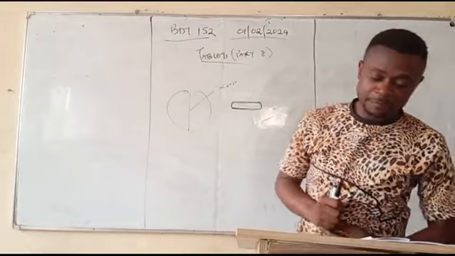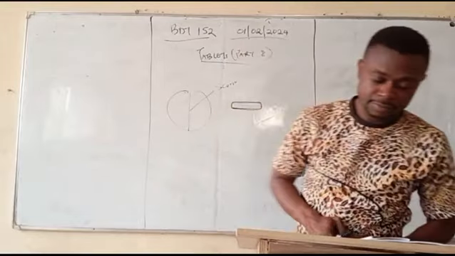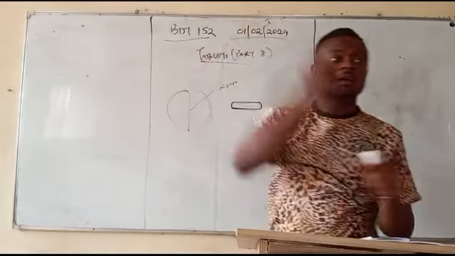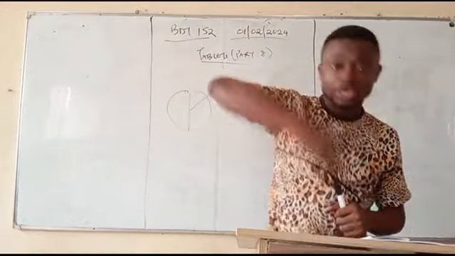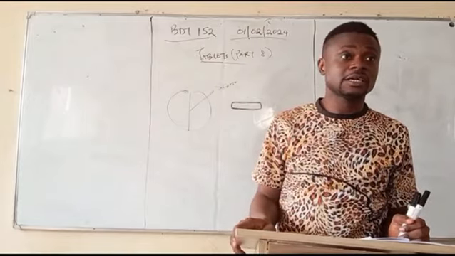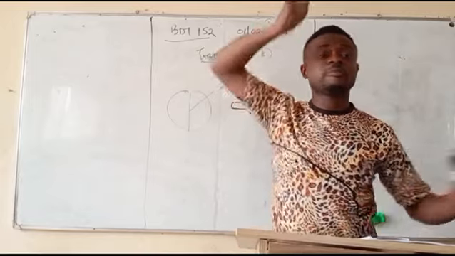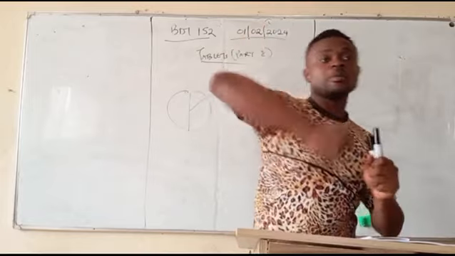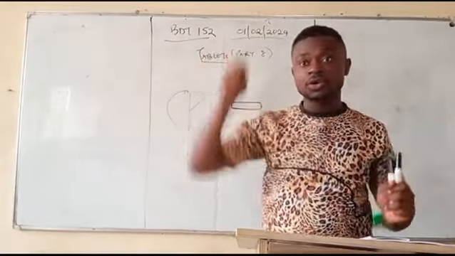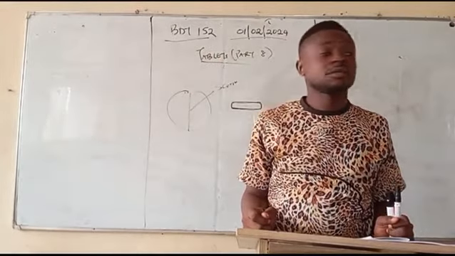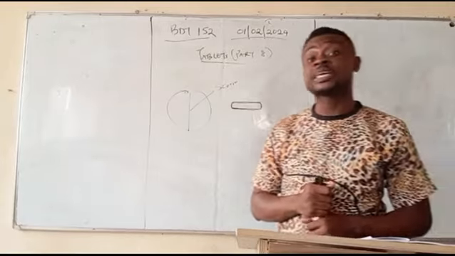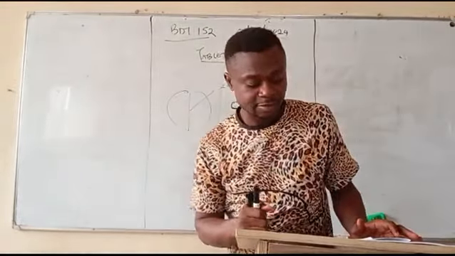Okay, now the next one is picking. Sometimes during the process of compression, the punch removes some part of the tablet surface. As you compress, bam! On coming out, some part of the surface of the tablet goes with the punch. Are we together? Yes, sir. So this is also an issue. We call it picking.